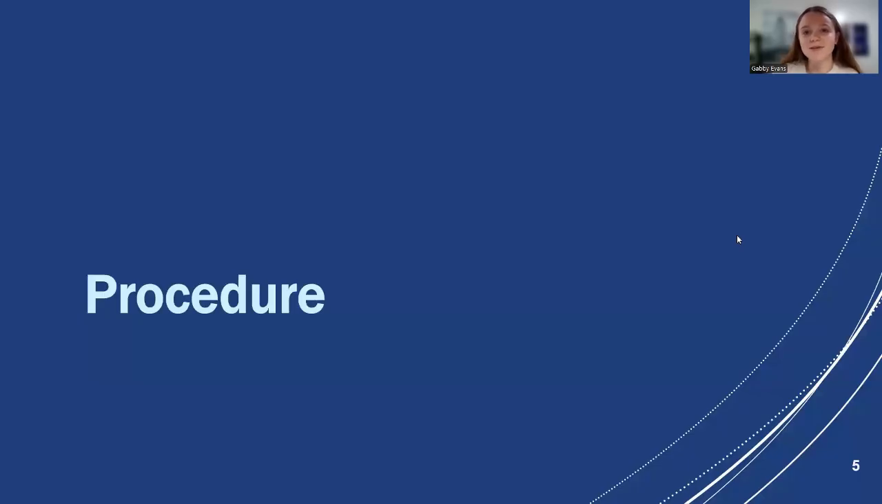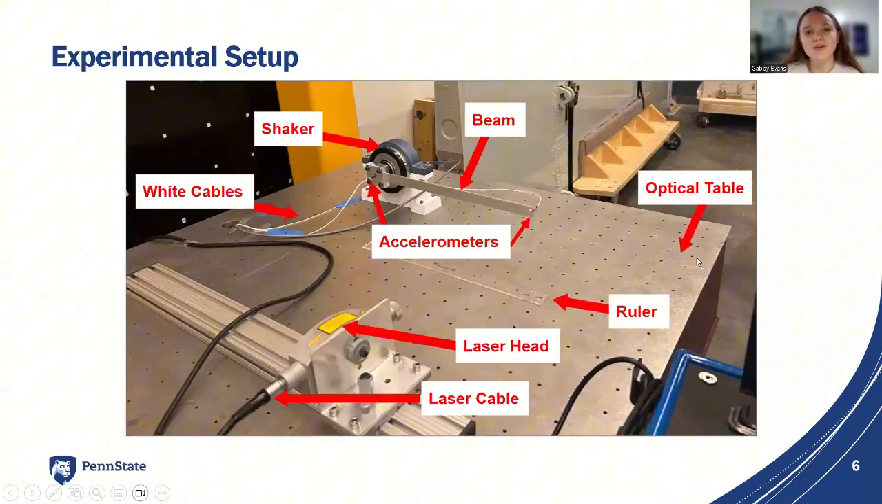Hi, my name is Gabby, and I'm going to be talking to you guys about the procedure part of our experiment. To start off, this photo shows the setup we used. The main part was the beam, which was made out of aluminum, and it was fixed to the table at one end and free at the other end.